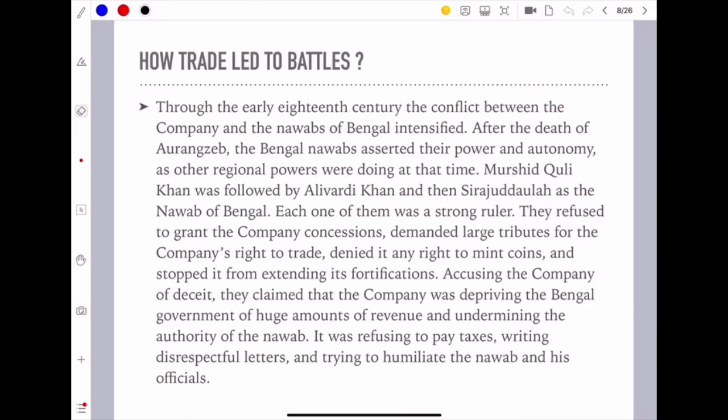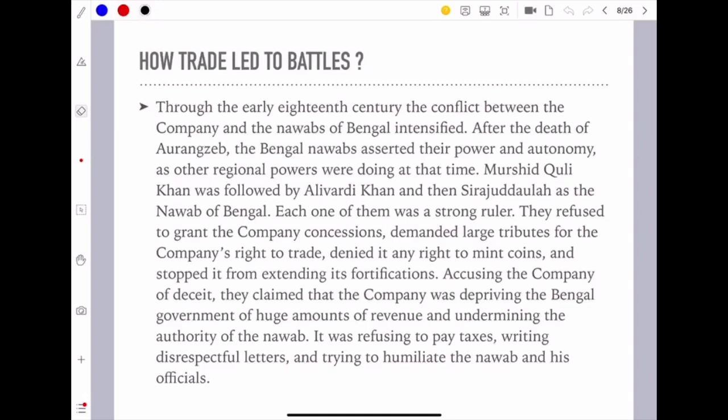Through the early 18th century, the conflict between the company and the Nawabs of Bengal intensified. After the death of Aurangzeb, Bengal Nawabs asserted their power and autonomy, as regional powers were doing at that time. Murshid Quli Khan was followed by Ali Wardi Khan, and then Sirajuddin was the Nawab of Bengal. Each one of them was a strong ruler.